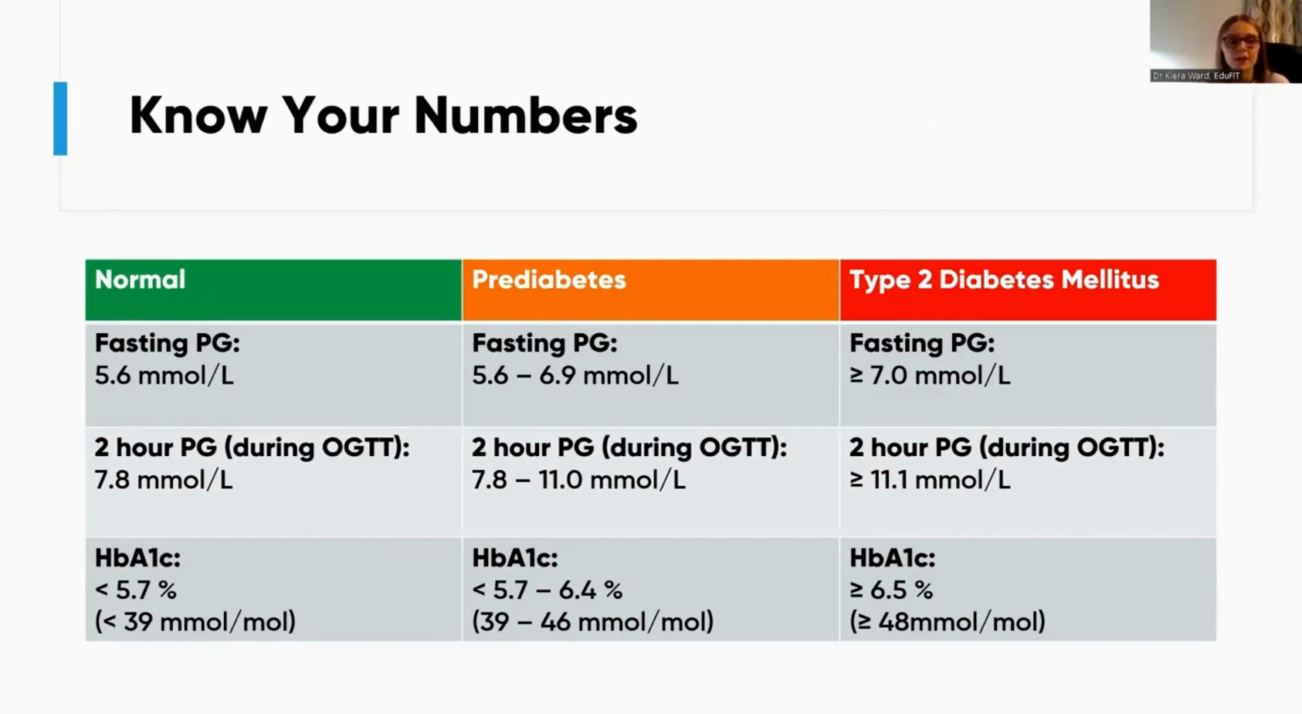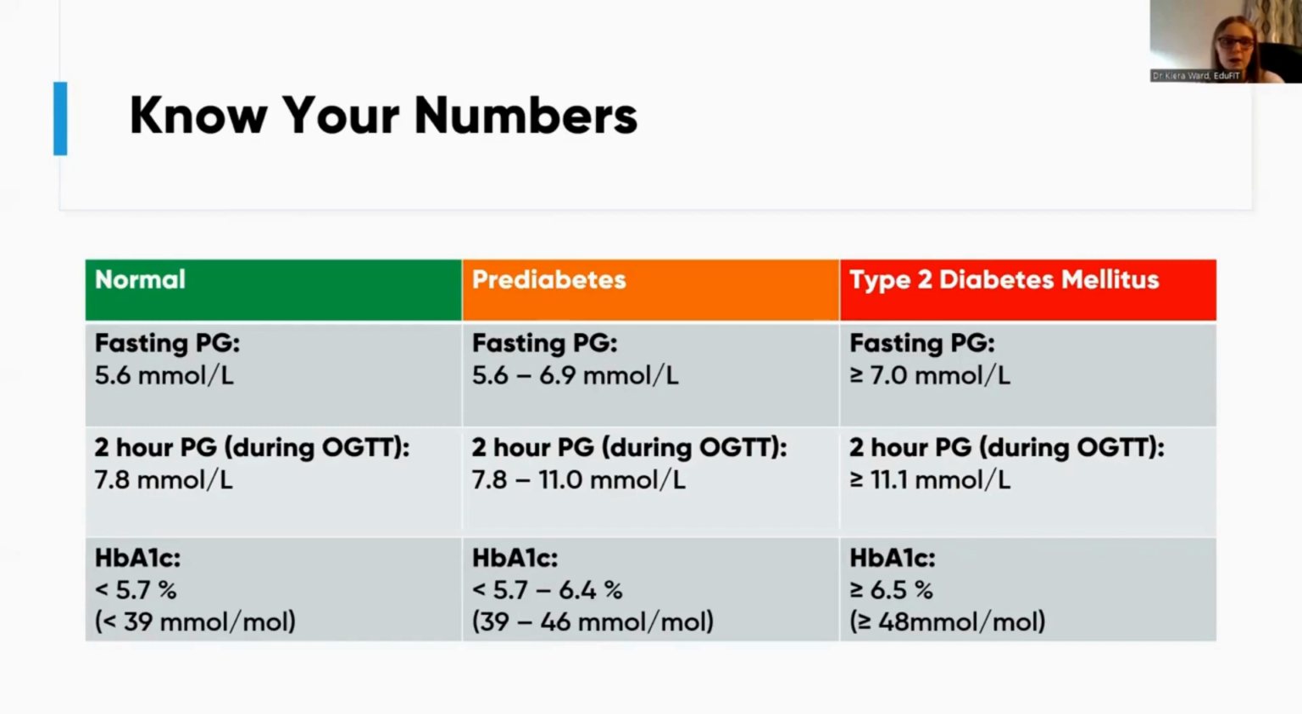You'll see on the chart I have normal on the left-hand side, pre-diabetes in the middle, and type 2 diabetes on the right-hand side. So really we need your fasting glucose to be under 5.6 millimoles per litre to be considered normal. If it goes above that, so 5.6 to 6.9, it's pre-diabetes.